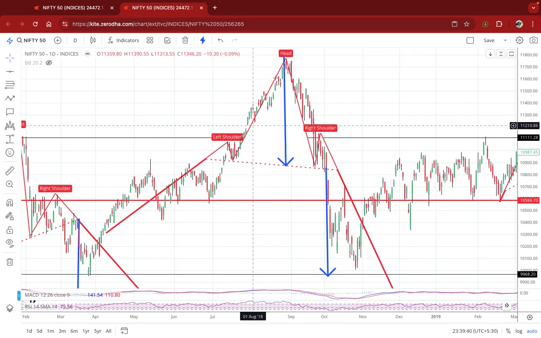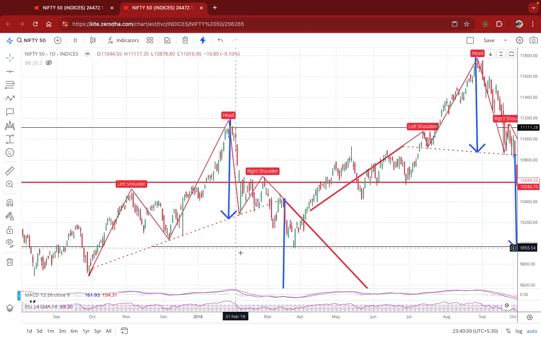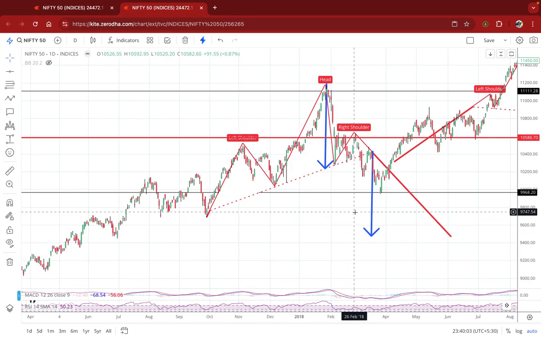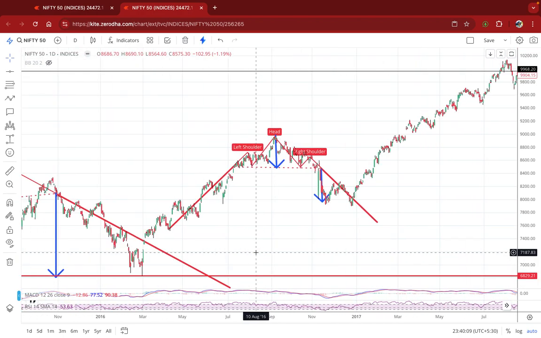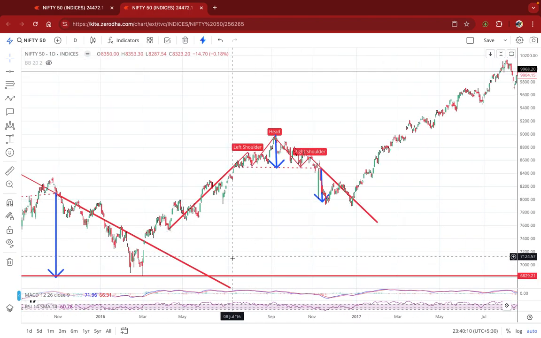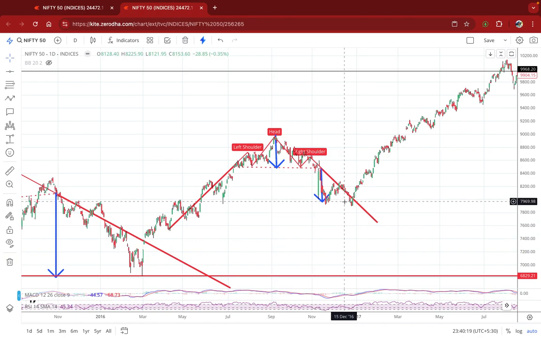If you see, this is the head and shoulder which has been formed in August 2018. The target level which was indicated was close to a support level which was 9964, and Nifty actually fell somewhere close to 10,000. Again here, this is a typical case where 50% of the target was achieved. Going back again, very precisely in September 2016, the target which has been shown by head and shoulder has been met by Nifty.